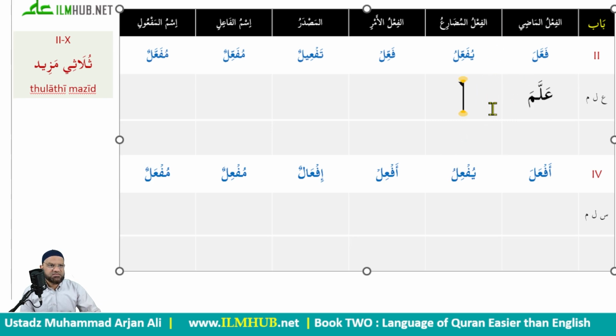The second, which is our verb, which is mudari', the action not yet complete. So you have ya with the dhamma, and then we have the first root letter. Then the lam is doubled.